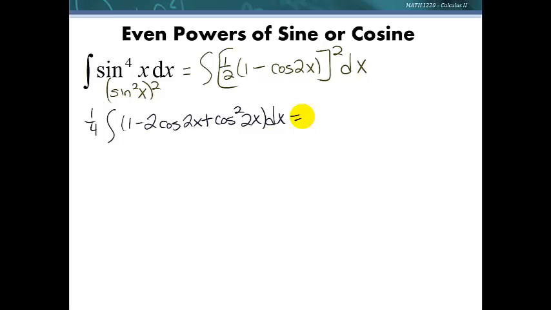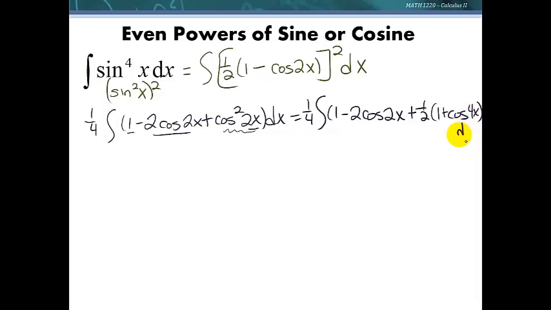Now, how did that help me? Well, I can do an antiderivative here and here, and then this one, I can use this identity one more time and express this without a power. So let's go ahead and do that. This is going to be 1/4. We'll do the integration in a minute. This is going to be 1 minus 2 cosine 2x, and then plus 1/2 times 1 plus cosine. I already had 2x and I need to double that, so it's going to be 4x, and then I'll squeeze in my little dx.